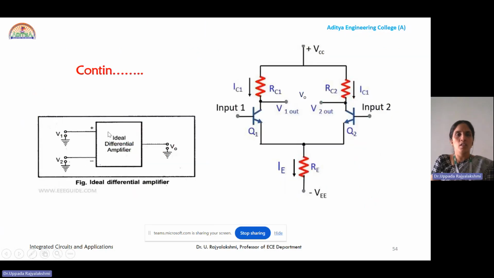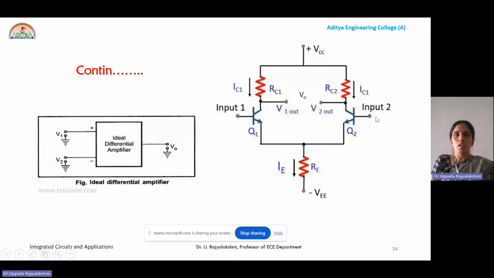If you take the symbol of an ideal differential amplifier, it has two inputs. One is the non-inverting input, and the other is the inverting input. Here V0 is proportional to the difference between V1, which is at higher potential, minus V2, which is at lower potential. The same thing we have represented as a circuit diagram, which was shown in the earlier slide.